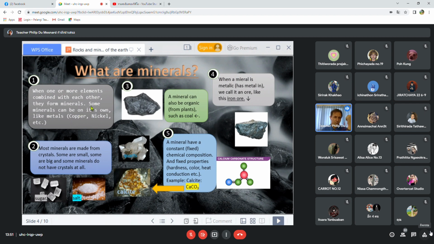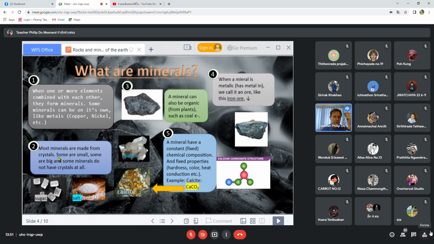Some minerals don't have to combine. They can just be on their own, like the metals. So like copper, nickel, bronze. Well, bronze is not a mineral. Copper, nickel, iron, chrome, gold, silver. It's just one element. It can make its own mineral. Okay, but normally it's 2 or 3 or 4 which come together to make a mineral.